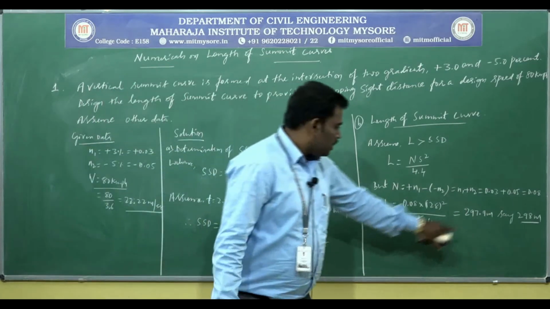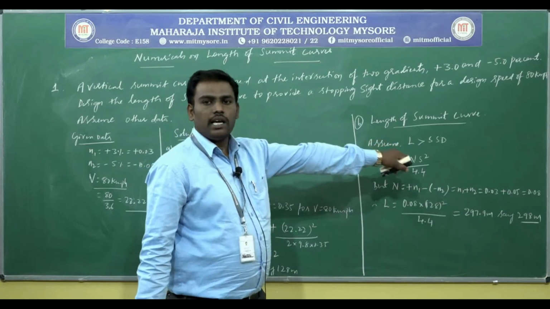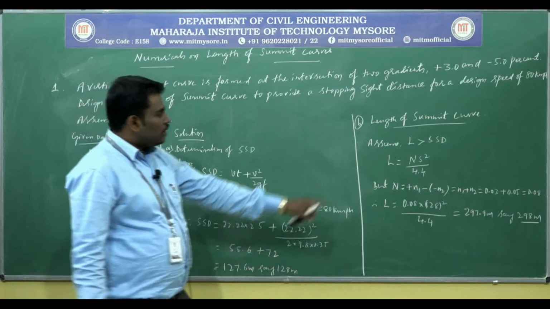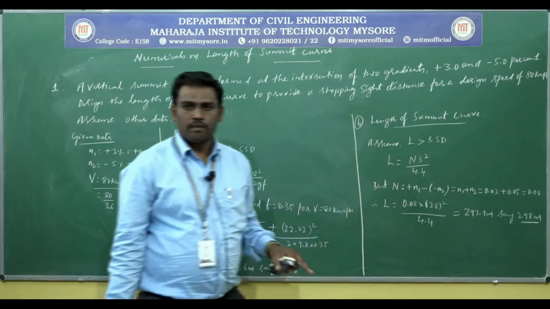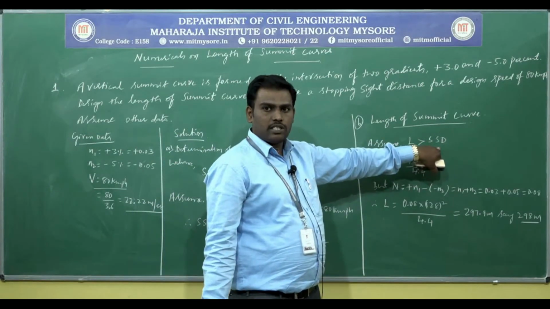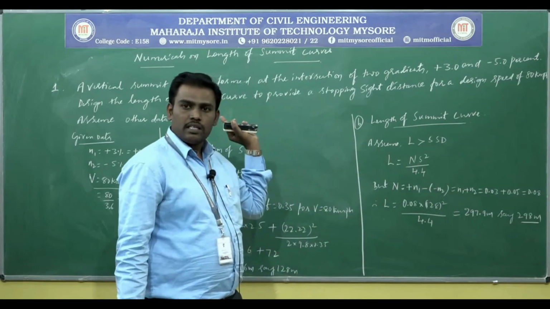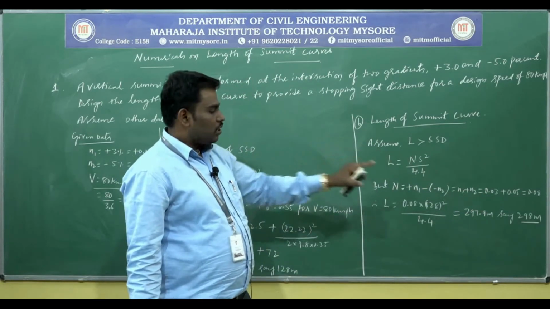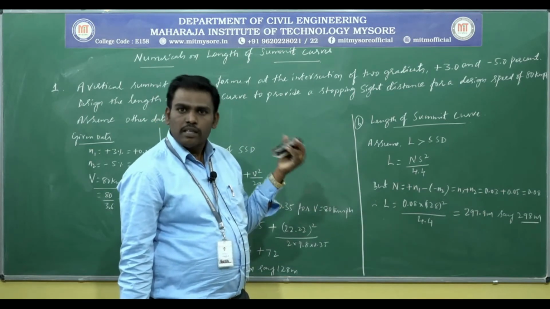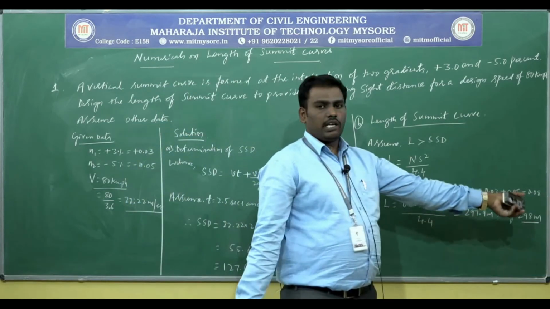As this value, that is 298 meter, is greater than the calculated stopping sight distance of 128 meter, the assumption is correct. The assumption is correct means L is greater than stopping sight distance. We get the length of summit curve 298 meter and the stopping sight distance is about 128 meter, so 298 meter is greater than 128 meter, then the assumption is correct. Therefore, the design length of summit curve is 298 meter.